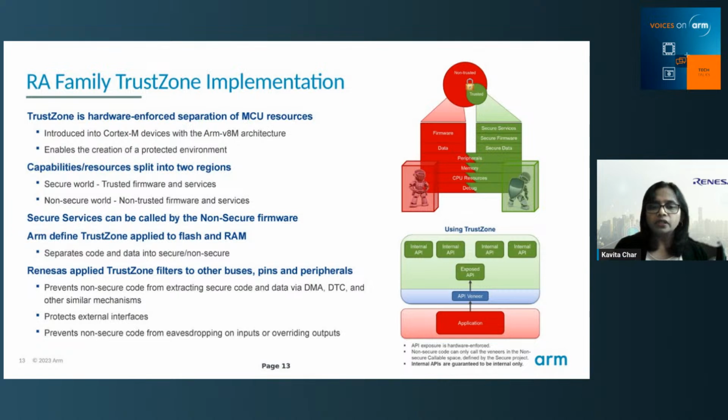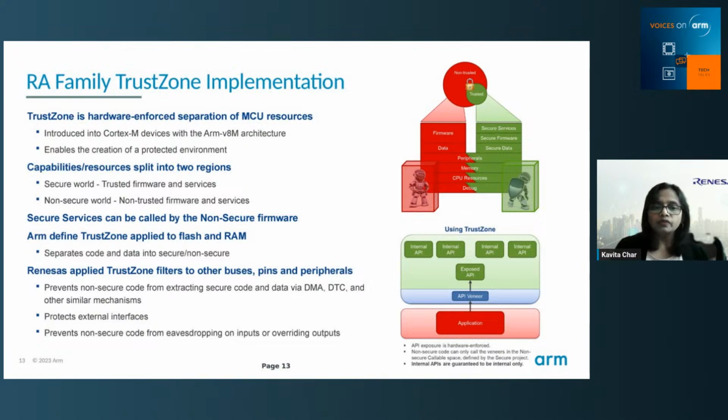The API veneer: the non-secure applications can access some of these APIs from the secure zone, but only through these veneers. And the user has full flexibility on defining their services to be accessible or not through these API veneers. ARM had defined trust zone as applied to flash and RAM, to code and data, but Renesas has taken that and extended that to other buses, pins, and peripherals.